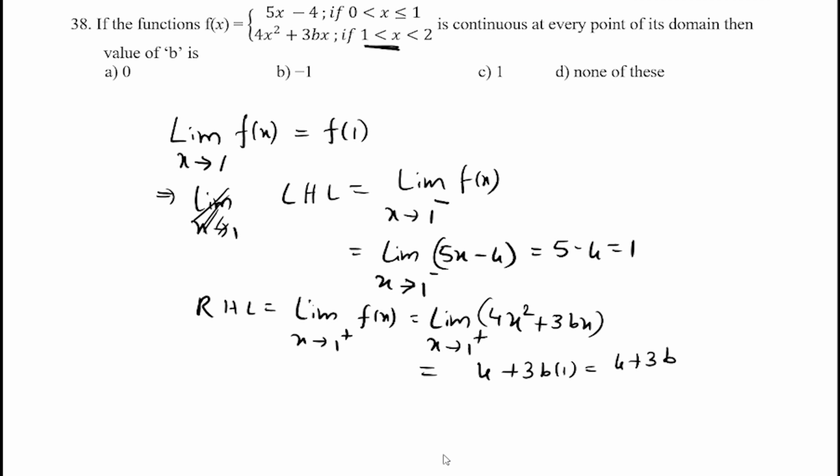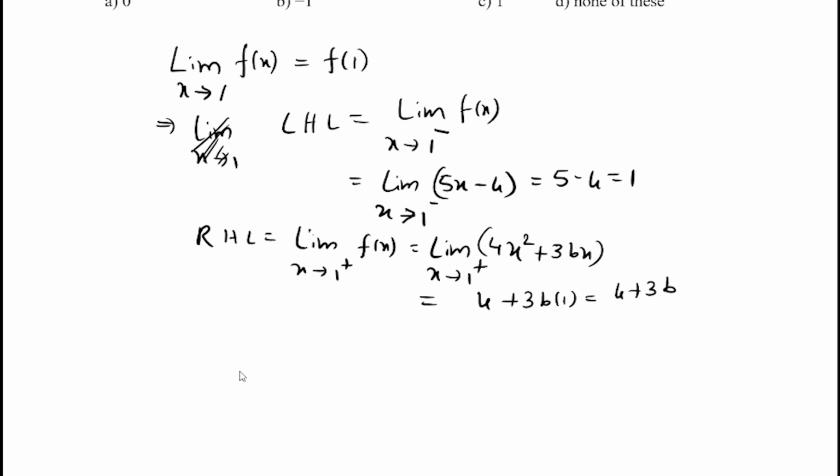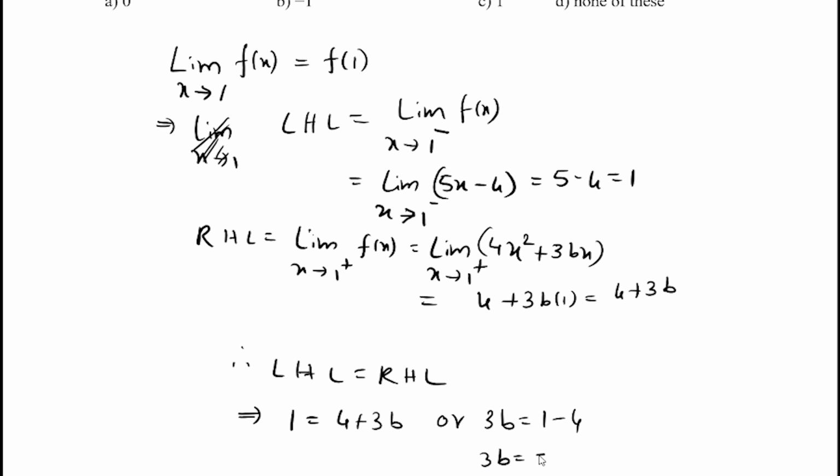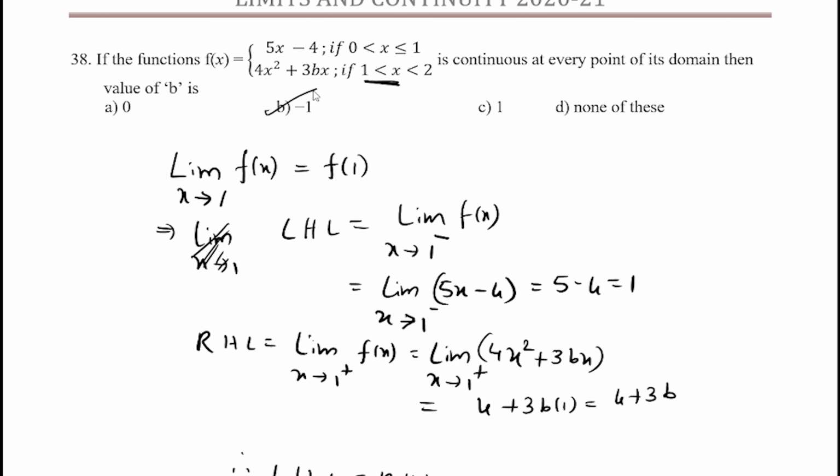Since the function is continuous, therefore by definition of continuity, LHL is equal to RHL, so equate those two. What is LHL? 1 is equal to 4 plus 3b, or 3b is equal to 1 minus 4, that is 3b is equal to minus 3. Therefore, b is equal to minus 1. The value of b is minus 1. Option B is the right option.